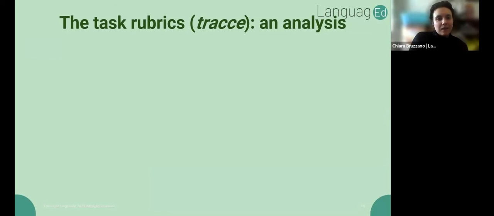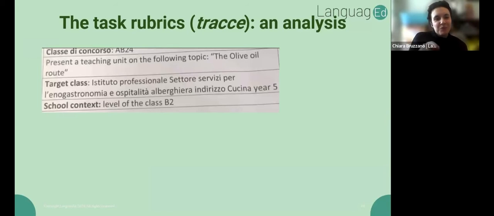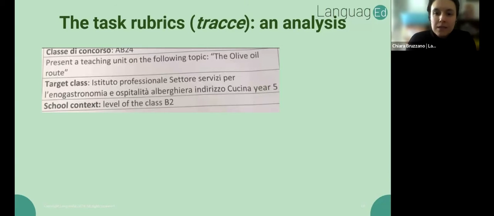And then I think the most different one is this one that I found. It's again AB24, present a teaching unit. Also notice the type of vocabulary used, teaching unit, as opposed to lesson plan or learning activity. On the following topic, the olive oil route. And the target class is Istituto Professionale Settore Servizi, year 5. And you've got the CEFR level here, level of the class is B2.